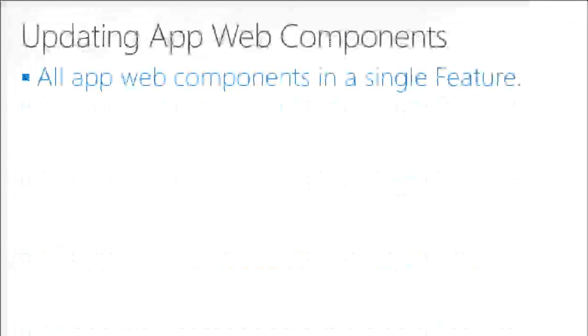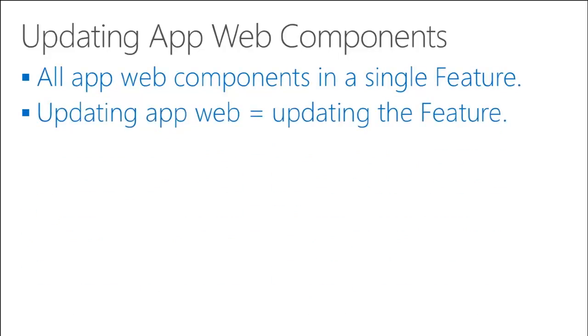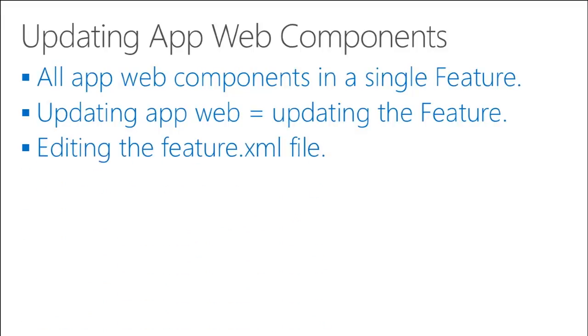All of the SharePoint components that are deployed to the app web are contained in a single feature in the app package. For that reason, updating these components is simply a matter of updating that feature. And that's done by editing the feature XML file for the feature. This has actually been true of features going back at least to the 2007 version of SharePoint. But as I mentioned at the beginning of this talk, we know that almost none of you were doing it. Well, now you're going to have to.